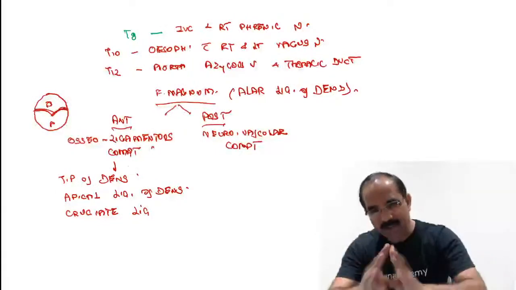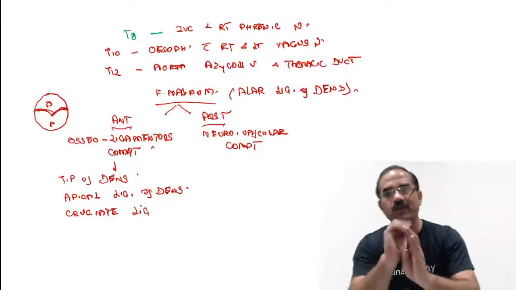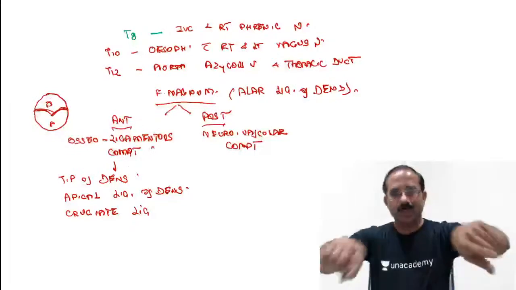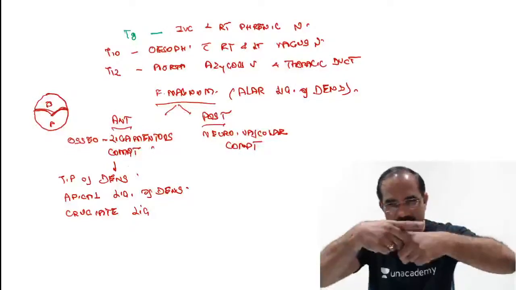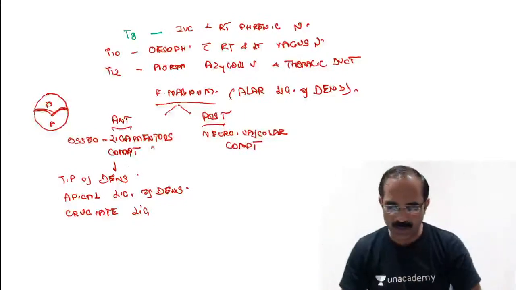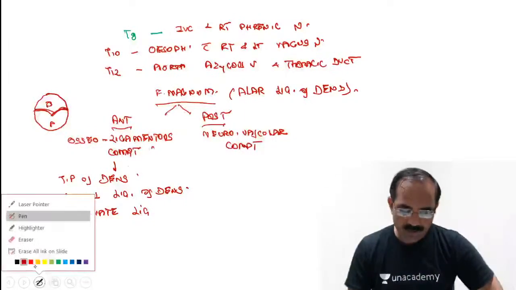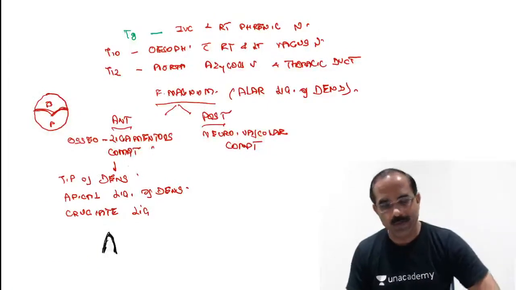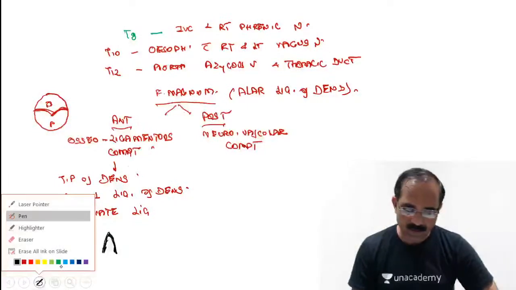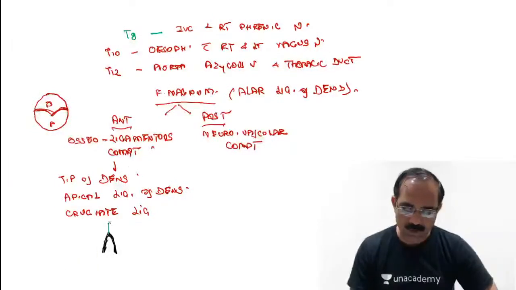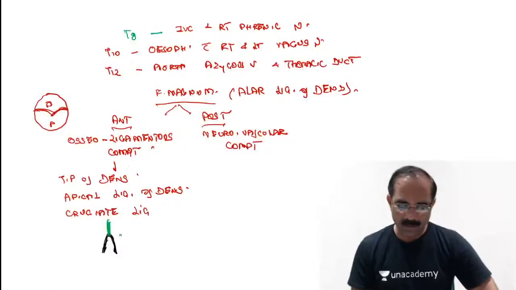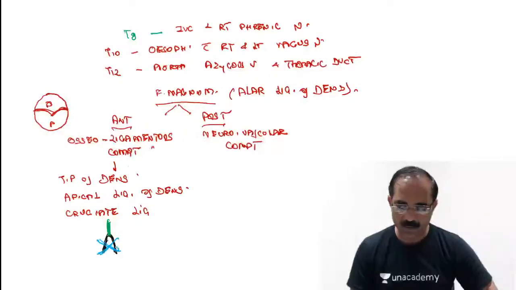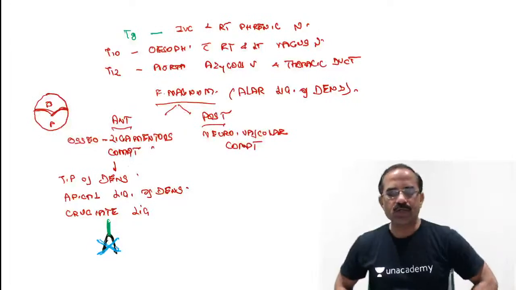From the tip of the dens a ligament begins, the apical ligament of dens. And there's an egg-shaped ligament put on the dens like this, that's the cruciate ligament. If I draw the dens, this is the odontoid process or the dens. From the tip, the ligament which goes up is the apical ligament, and this one is the cruciate ligament.